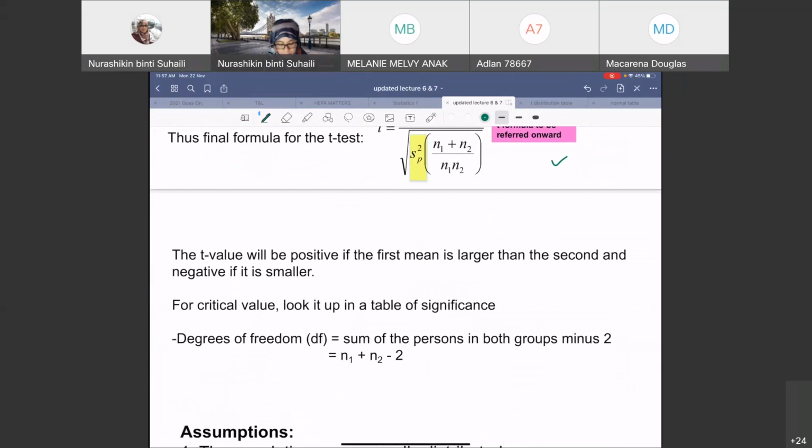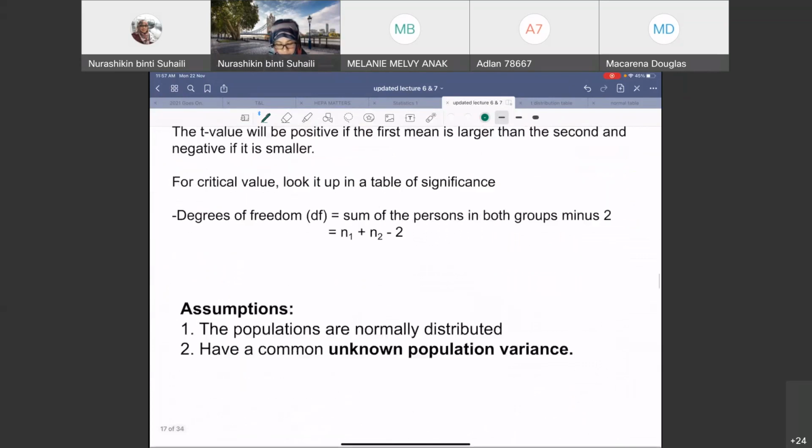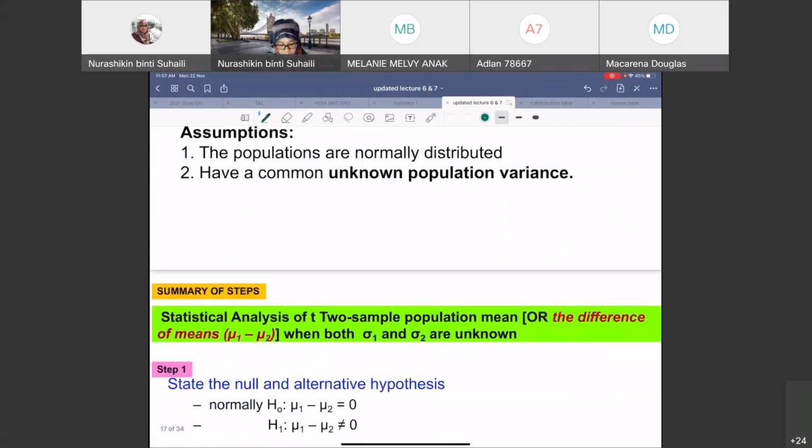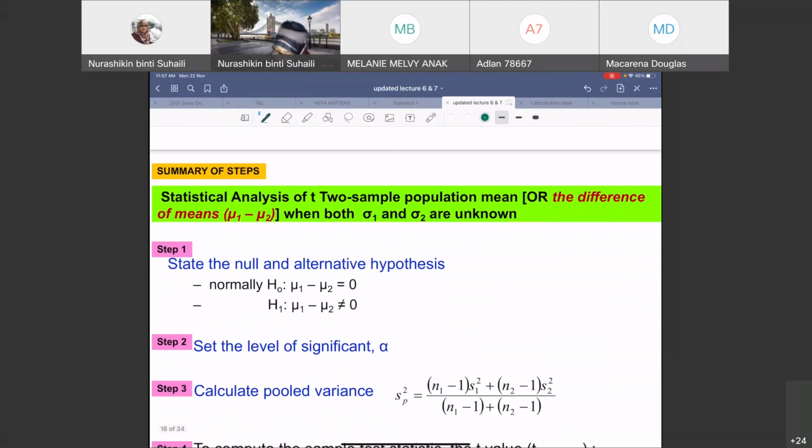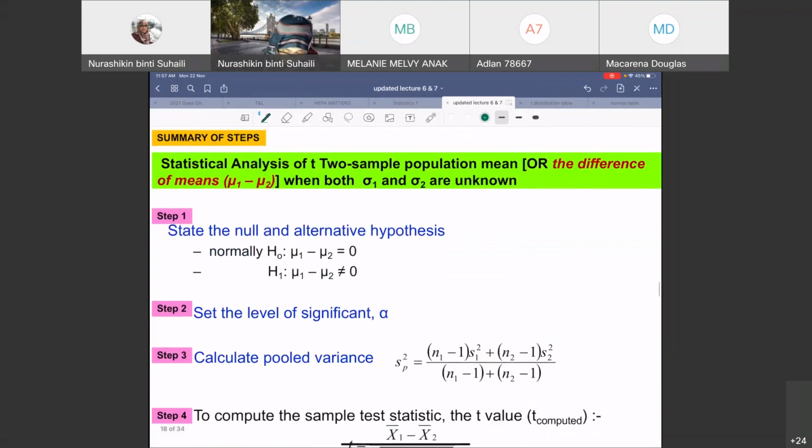I think you will understand the statements more if you are given the examples. Okay, let's have a look at the steps. Okay, now these are the steps. So when both are unknown and for independent samples. Okay, basically, so what are the steps?